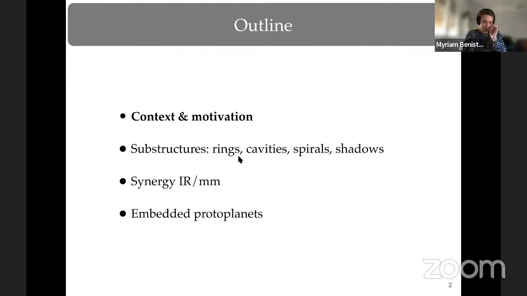So I'll first present the motivation of our observation, why we care and why we want to have these high angular resolution observations. And in general, the revolution that we've been undertaking for say 5 to 6 years, in the sense that we have seen that disks that we thought were very smooth structures are actually very highly substructured. And I will insist on a synergy that we can get by looking at different observations at different wavelengths and how we can learn by combining them. And finally, at the very end of my talk, I will focus on the search for protoplanets, so really young planets still in formation, embedded in their host environment, that we think might be responsible for these substructures.